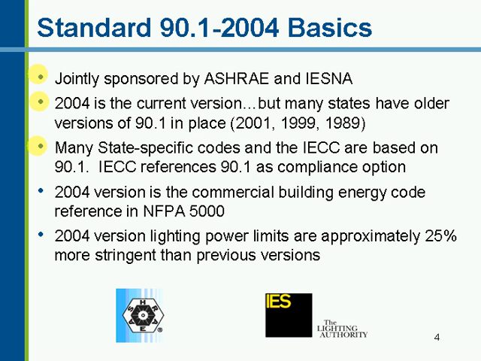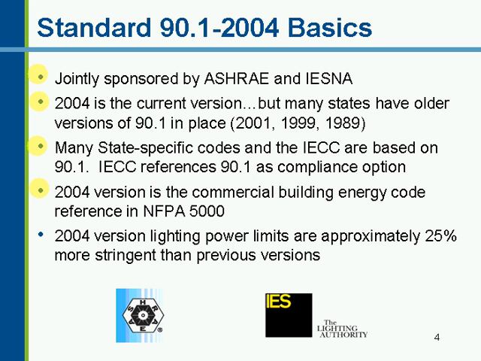Some states have adopted a state-specific code developed by themselves or taken from other nationally available codes, and the IECC, which is another nationally available code. A lot of these are based on requirements in the 90.1 code. IECC itself does reference versions of the 90.1 energy code as a compliance option. As we mentioned, the IECC 2006 references the ASHRAE 90.1-2004 version that we're talking about today. The 2004 version is also the Commercial Building Code reference in NFPA 5000, which is being adopted by some states.